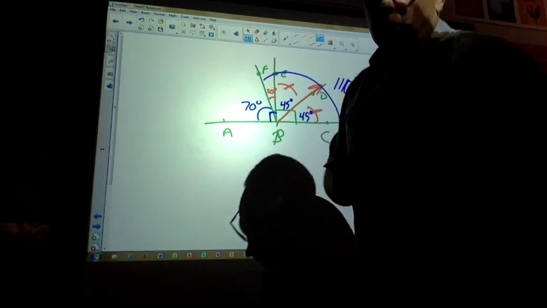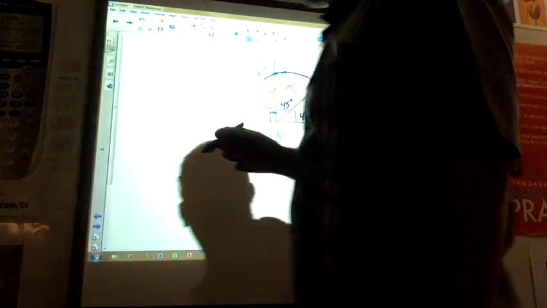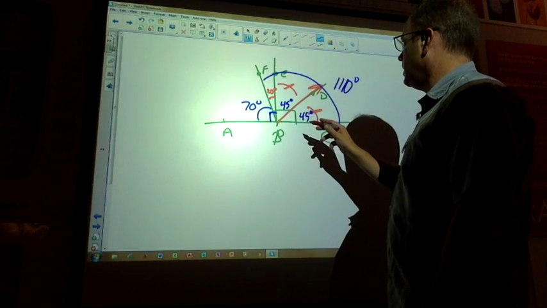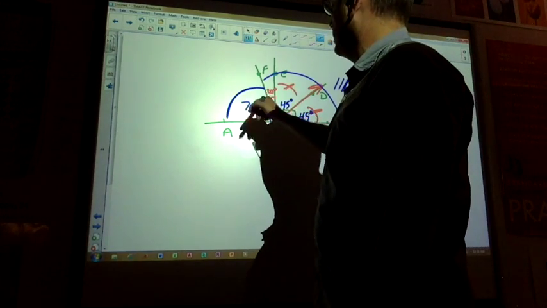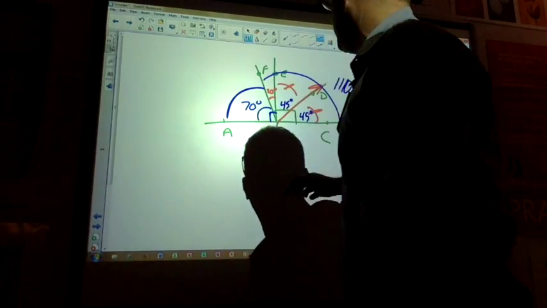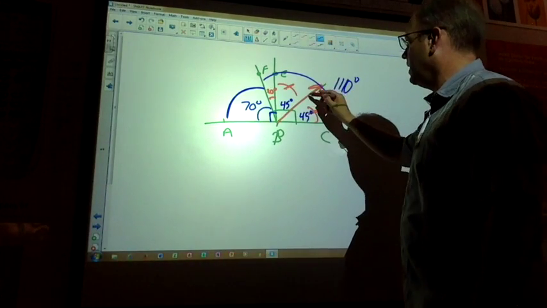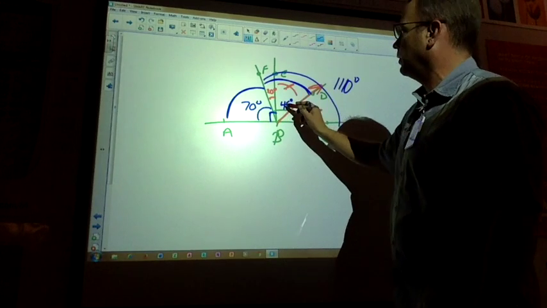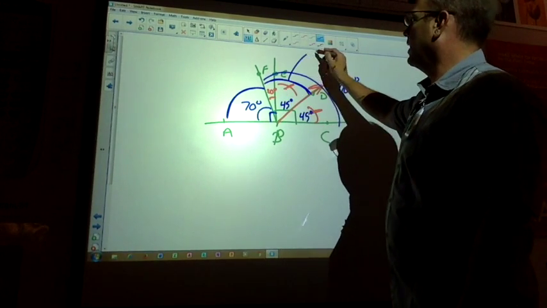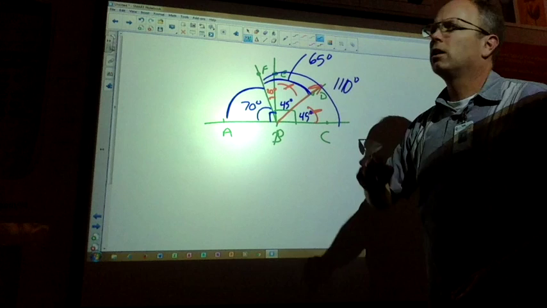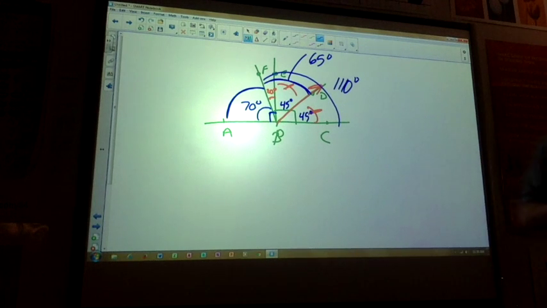90 plus 20, right? And then ABF. So this angle here, we just found it to be 70. And then FBD. FBD is this angle and this angle put together. Well, this one's 45, that one's 20. So this angle has to be 65 degrees. Does that make sense how I just went through that?